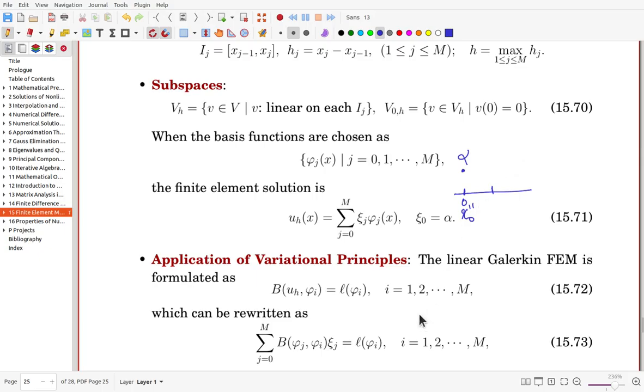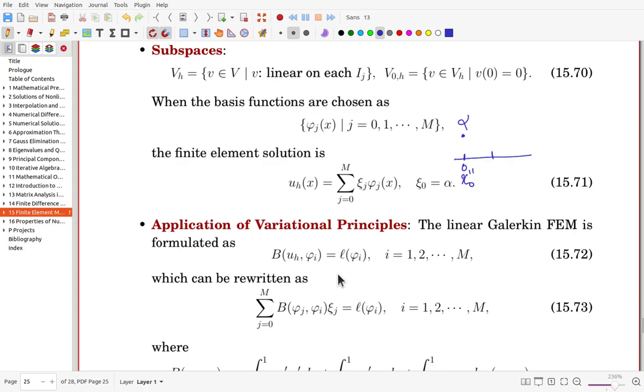And now we choose the m test functions, the weights, for this equation, so that we have m equations and m unknowns, and we can get a linear system.